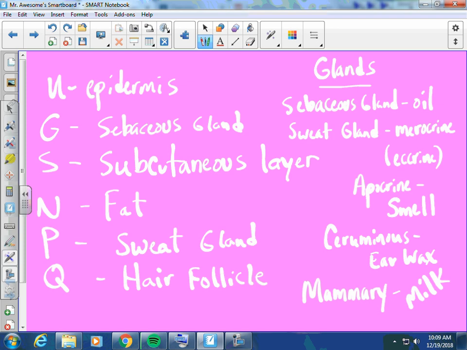We did epidermis, the top layer. We did nerve fibers, which really could be I, F, or O, any of those. We did dermis, which is the layer underneath the epidermis. That was T. Sweat gland, though, we haven't done yet. Sweat gland is letter P. It's kind of a coiled gland. You see a duct running up to the pore. That's how the sweat gets out.